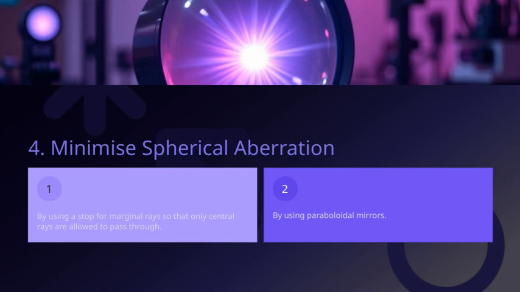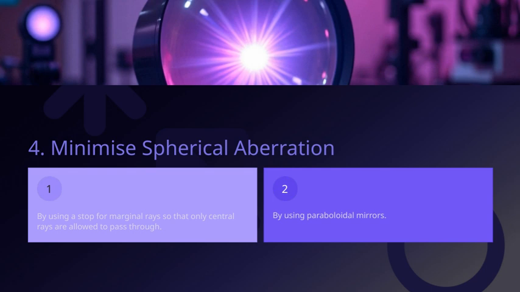Now, let's look at how we can minimize spherical aberration. One effective method is by using paraboloidal mirrors. These mirrors are shaped in such a way that they focus light more precisely, reducing the blurring caused by spherical aberration.